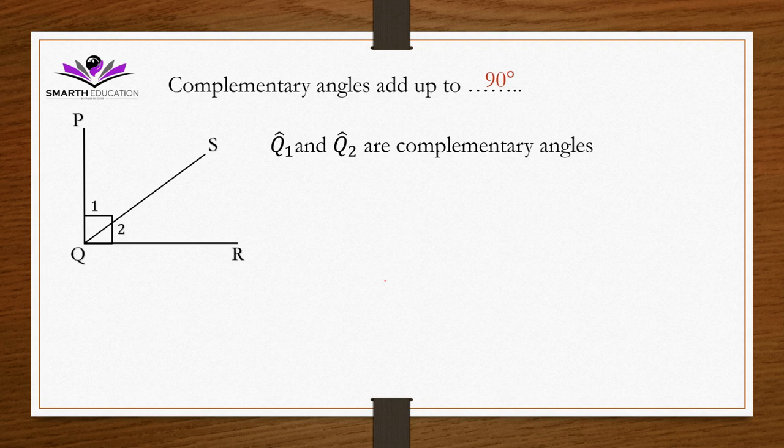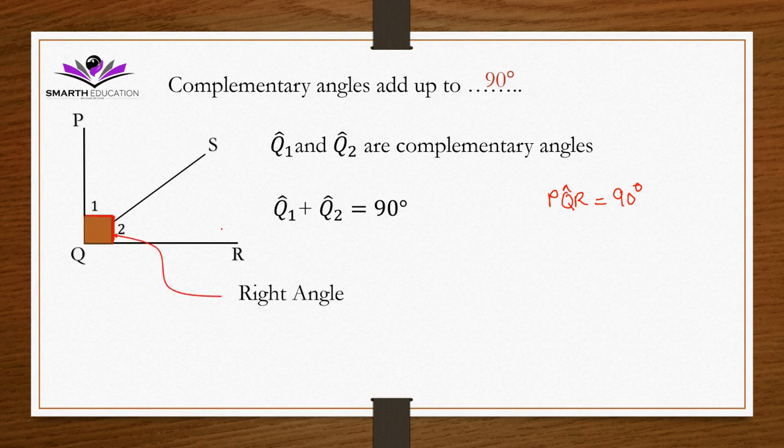How do we know that angle PQR is equal to 90 degrees? Because of this symbol here. This symbolizes a 90-degree angle. So it means angle Q1 plus angle Q2 will give us 90 degrees. So these are complementary angles. They add up to 90 degrees.